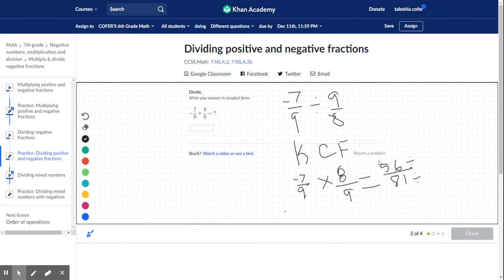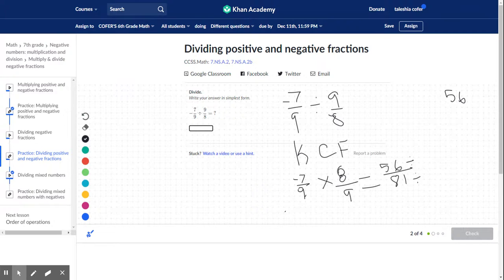But both of those are not divisible by 2 because they're both not even. Let's see. Can I divide 56 by 3? Nope, 3 wouldn't work. What about a 4? Will 4 times anything get me a 1 in the end? Nope. What about a 5? Nope. 6 times anything? Nope. 7 times anything? Nope. 8 times anything? Nope. What about 9 times anything? Nope. I don't think we can reduce this.